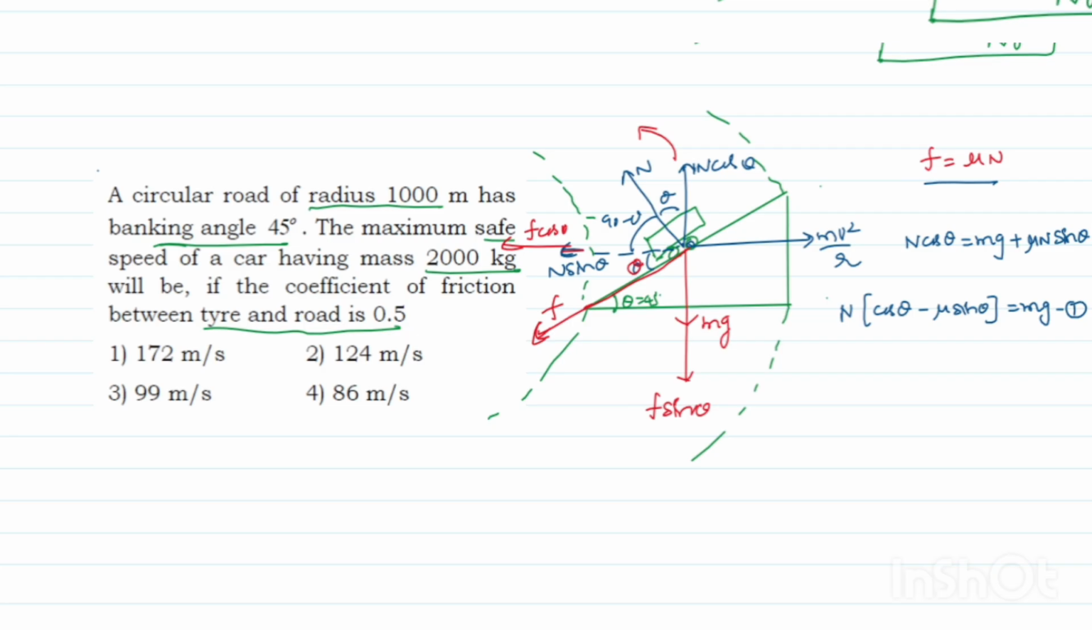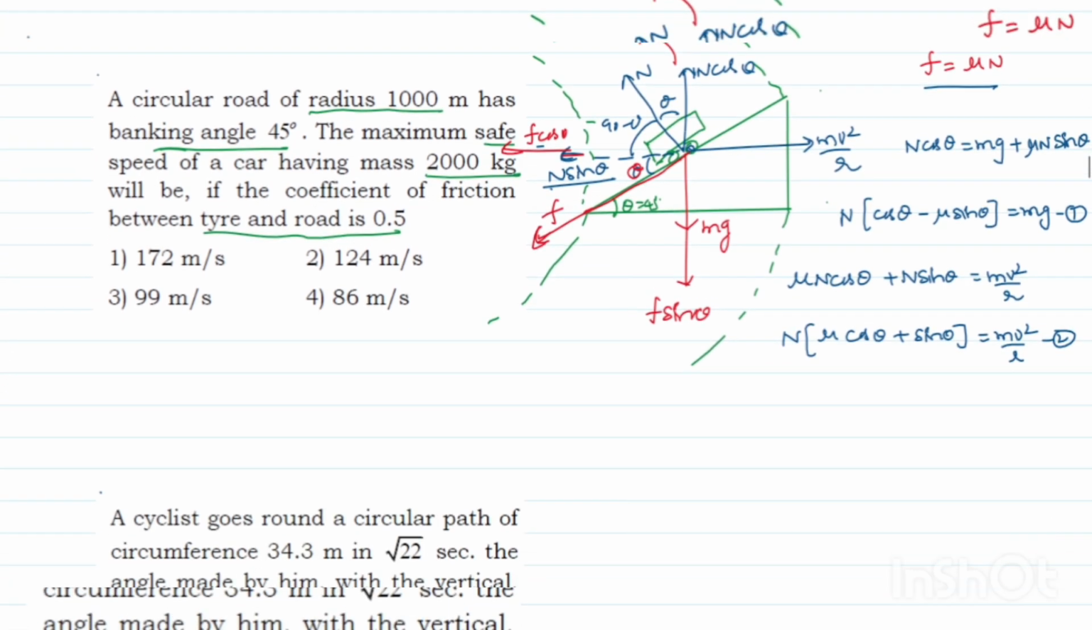On the left side, F cos theta is acting, and N sin theta is also acting. F cos theta is mu into N cos theta, plus N sin theta, which is balanced by mv square by r. Again taking N common, N into mu cos theta plus sin theta will be equivalent to mv square by r. Let us take this as equation 2.